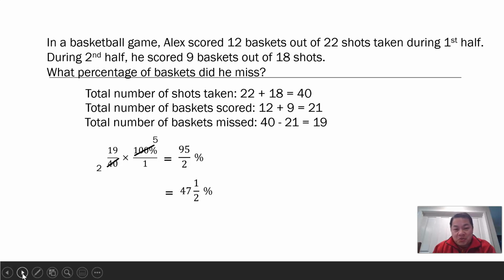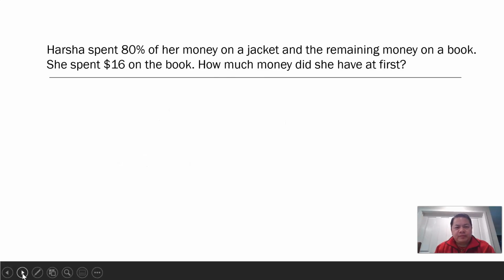So truly, if Alex could do so well in the basketball game, very likely he can move towards being a professional basketball player. Alex, will you be happy to do that? So it's 47.5% of baskets missed, so now it's 52.5% of baskets scored. It's a very good percentage for a professional basketball player.